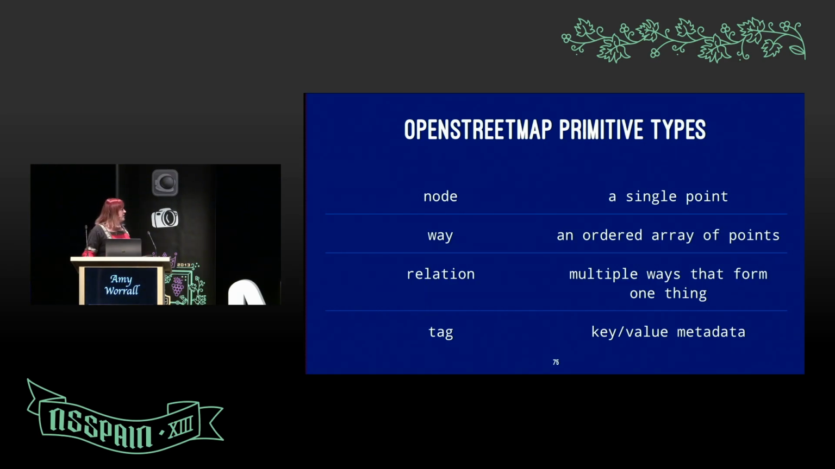OpenStreetMap also has these relations, and we'll touch on those again a bit later. Those are multiple ways that form one thing. So for example, if you have a parish boundary or an administrative district, that might be formed of multiple ways because it might follow a riverbank for a bit, and then follow the coast, and then go onto an artificially created line. And these things that it's following would all be separate ways, but the relation ties them together to form one thing.